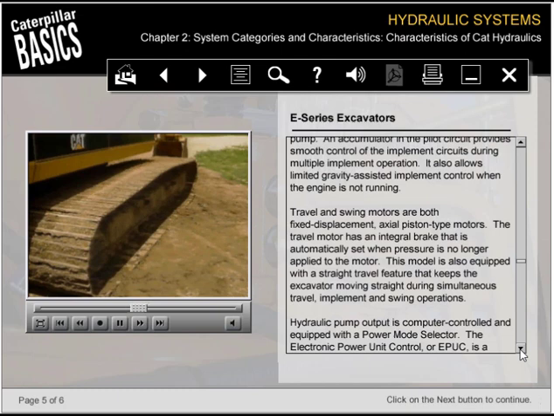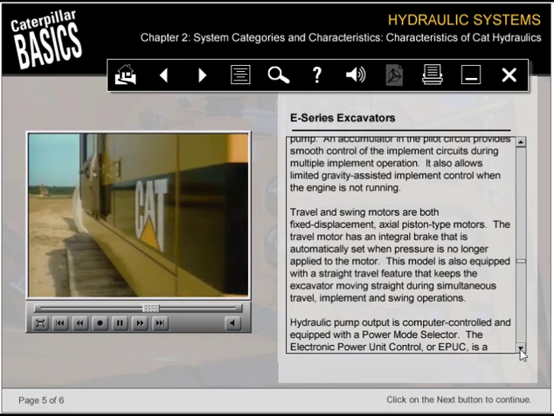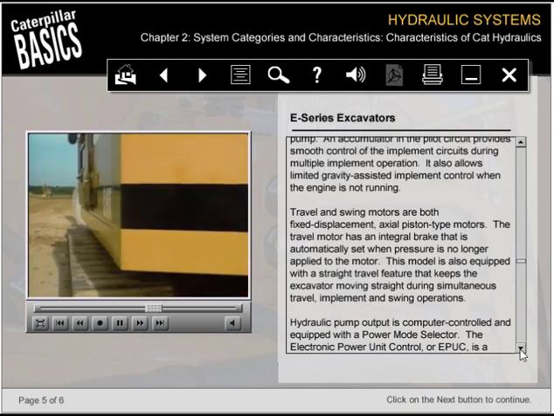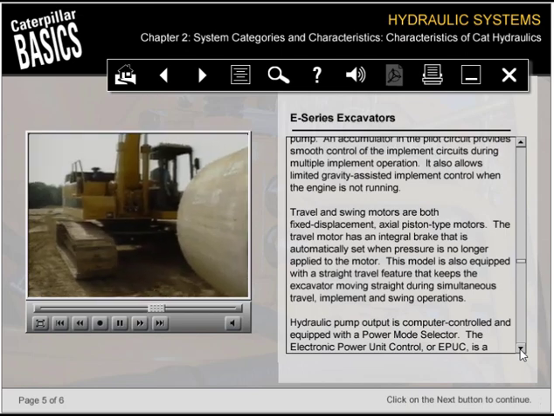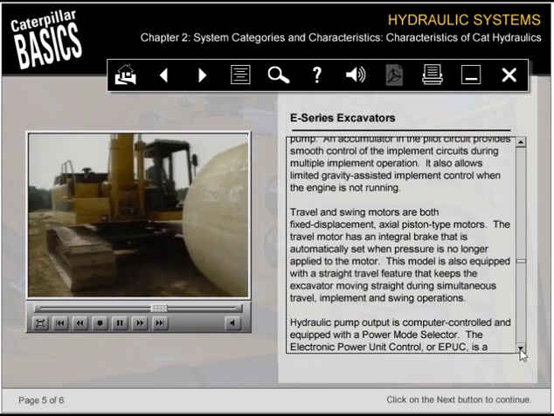Travel and swing motors are both fixed displacement axial piston type motors. The travel motor has an integral brake that is automatically set when pressure is no longer applied to the motor. This model is also equipped with a straight travel feature that keeps the excavator moving straight during simultaneous travel, implement, and swing operations.